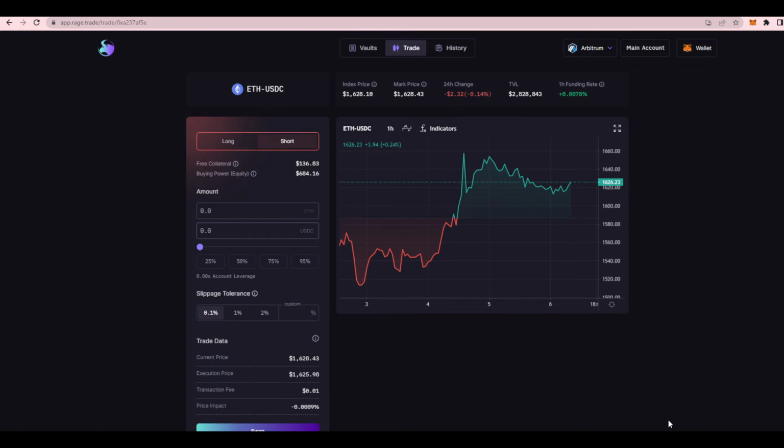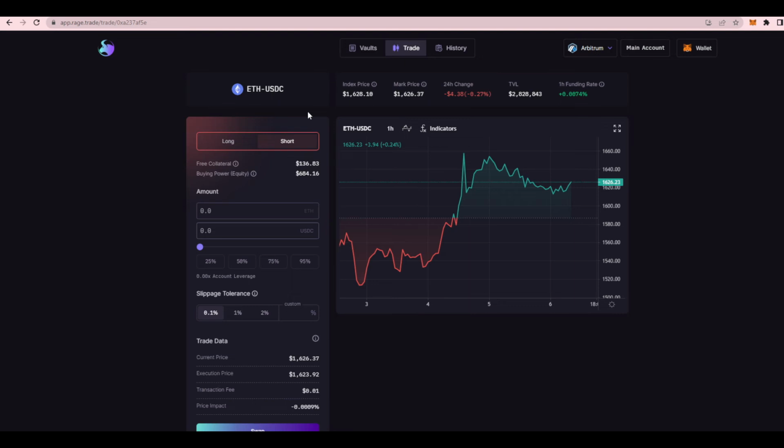So asset support is poor. Of course, they're only supporting ETH USDC as something that you can actually trade. It's the goal of Rage Trade to be the most liquid ETH perpetual futures DEX out there, so we can't hold it against it that much. But if you're looking to trade anything else other than Ethereum, then you obviously just can't use Rage Trade.